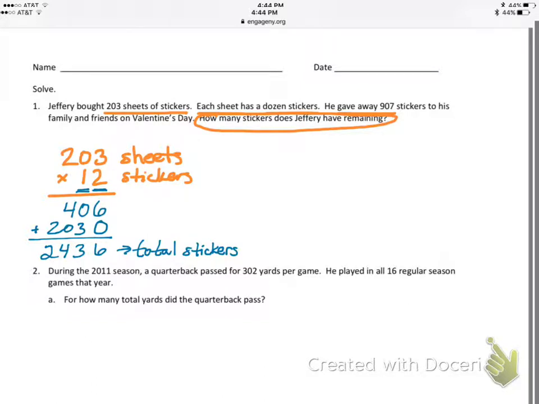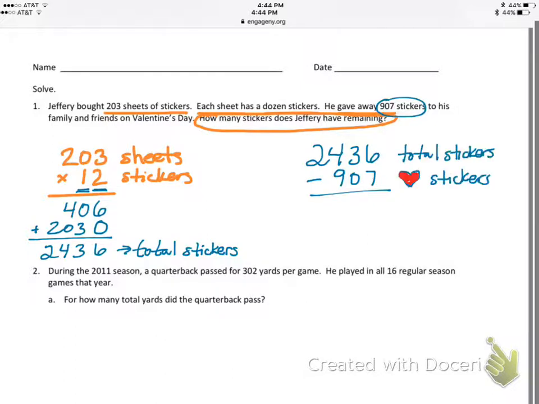But remember, he gave away 907 stickers. So I need to subtract that from my total. So I'll set up the problem. 2,436 minus the 907 he gave away. Okay, so for Valentine's Day, that's really a thoughtful thing to do. And I'm going to subtract.